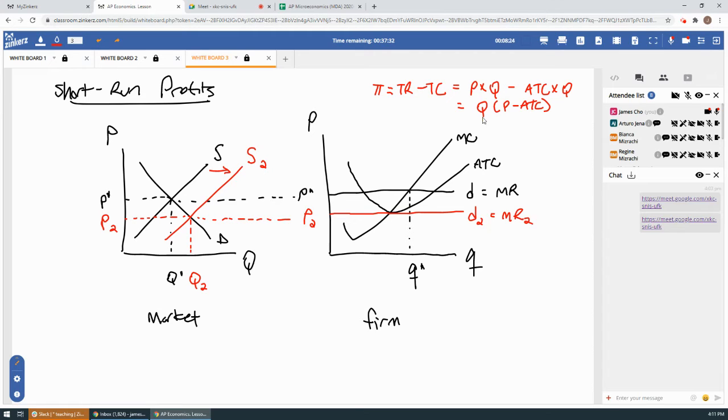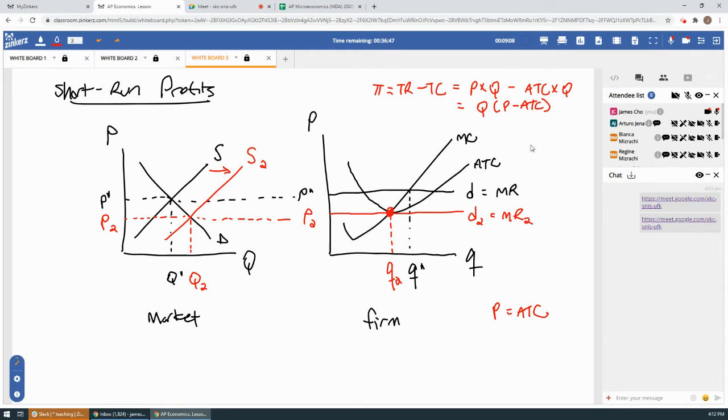Okay, so it's this brand new MR intersecting this original MC, and that's going to happen here. Here's our brand new Q2. At that Q2, here's my price, P2, but there is also my ATC. At Q2, it happens to be the case that P is equal to ATC. I have a question. If P is equal to ATC, then what is P minus ATC?